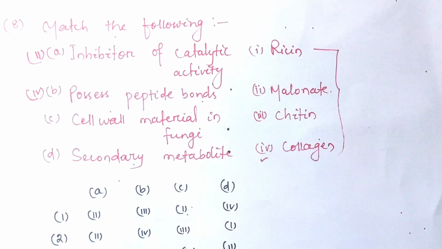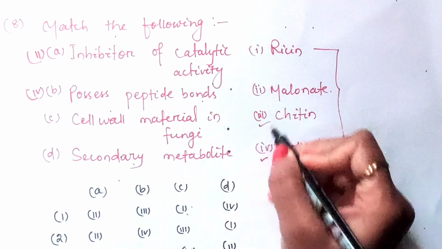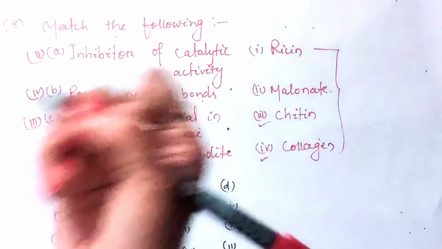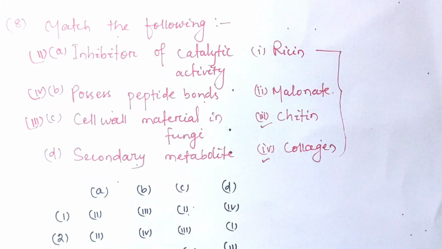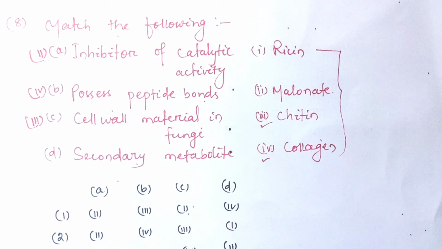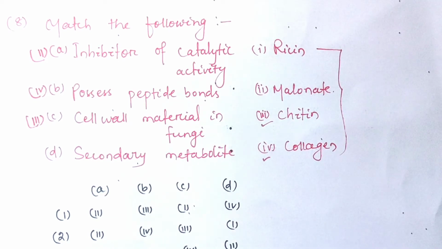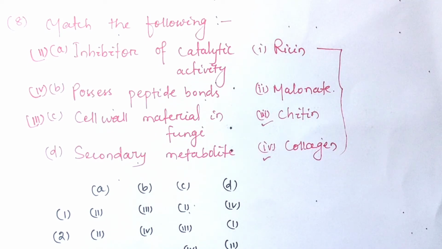In fungi, the cell wall is made up of chitin. So option 3 is for C. Then secondary metabolite. Plant cell produces two types of metabolites, that is the primary and the secondary metabolites. Primary metabolites are involved directly in growth and development process or growth and metabolism process. Secondary metabolites are the end products of primary metabolites and not involved in metabolic activities.